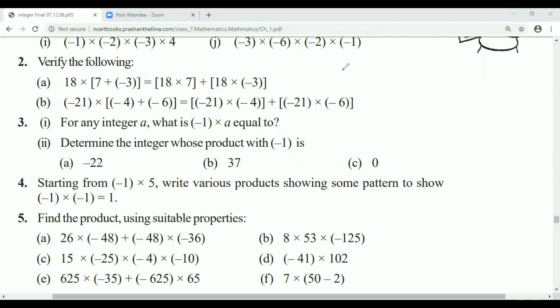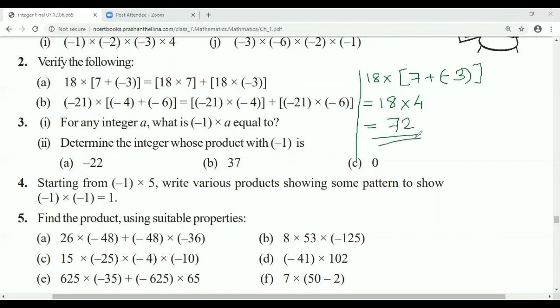Okay, first let's do the left hand side. In the left hand side, the expression is given as 18 into (7 plus negative 3). So we know by order of operations, first we have to solve whatever we are seeing inside the bracket. So 7 plus negative 3 is equal to 4, positive 4. So 18 into positive 4 is equal to 72. So on the left hand side we got the answer. This is the LHS answer, 72.